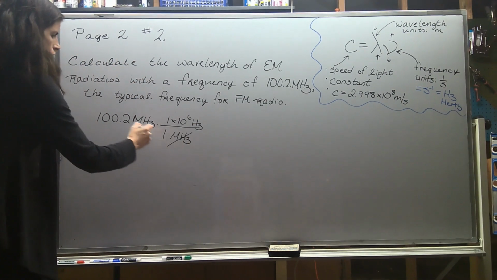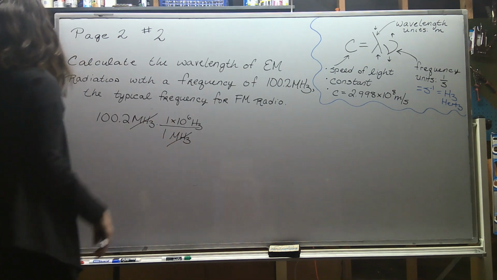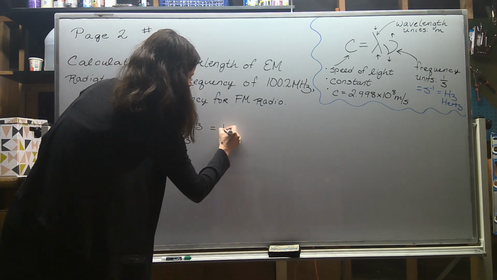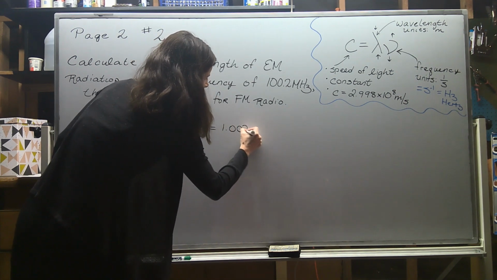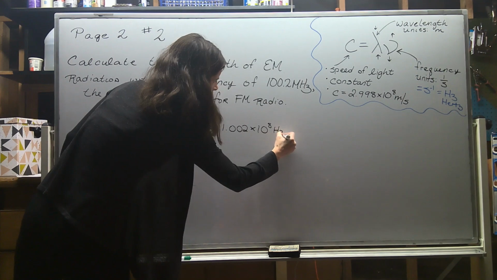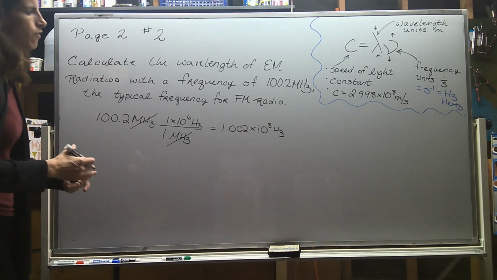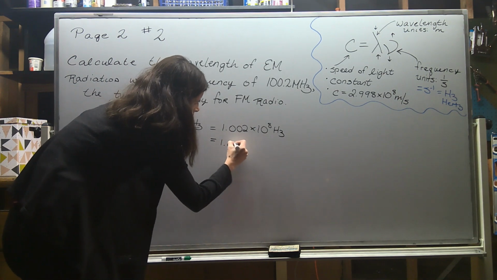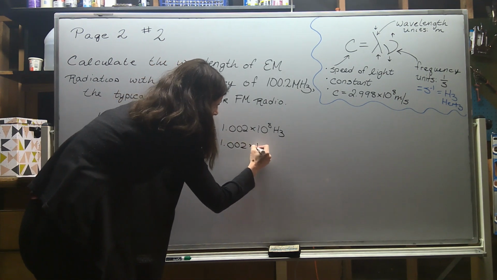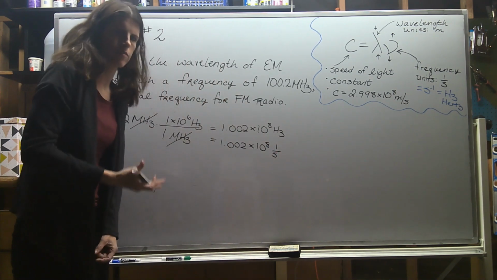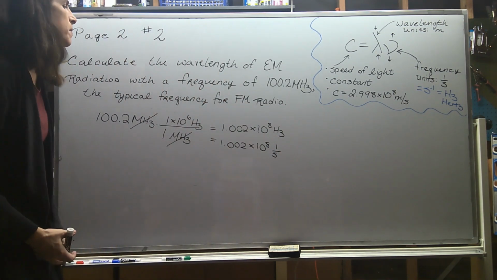So megahertz would cancel with megahertz. I'm going to multiply, and I get 1.002 times 10 to the 8th hertz, which I'm not going to use in that form. When I enter this frequency, I'm going to use 1/seconds so I can verify the cancellation of my units.